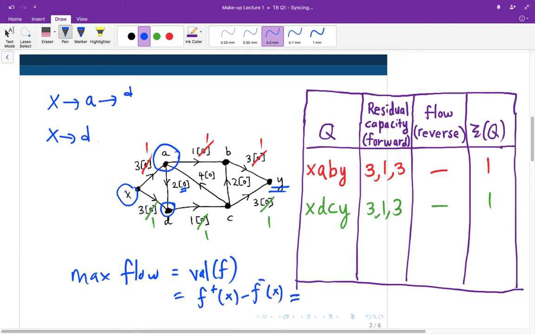But as we can see from the diagram, the net outflow from the source is 1 plus 1. There is no net inflow. Well, there's no inflow into the source, so the max flow is 2. Okay? Let us move on to the second network in part B.